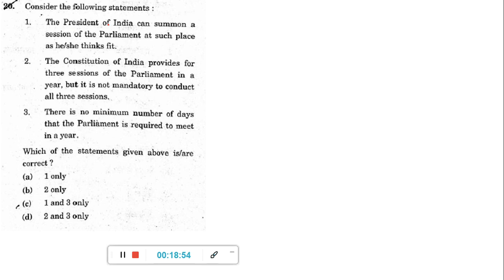Last question: the President of India can summon a session of the Parliament at such place as he or she thinks fit. The Constitution of India provides for 3 sessions of the Parliament in a year, but it is not mandatory to conduct all 3 sessions. There is no minimum number of days that the Parliament is required to meet in a year. So actually, they're asking you a direct article.